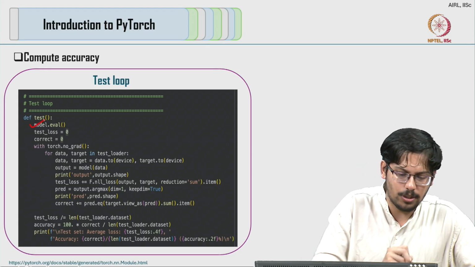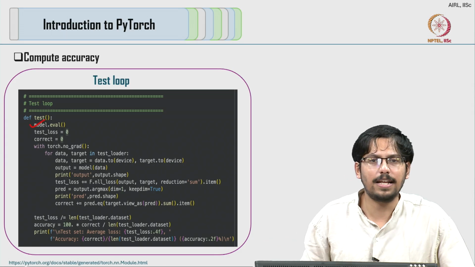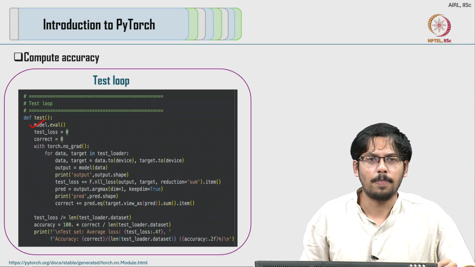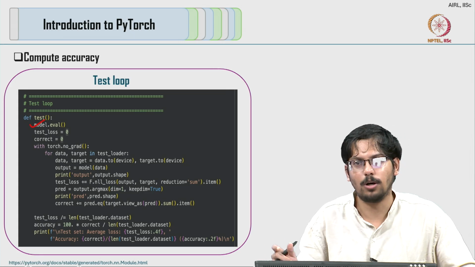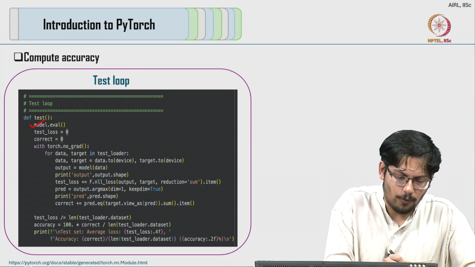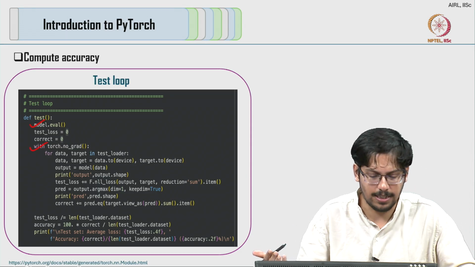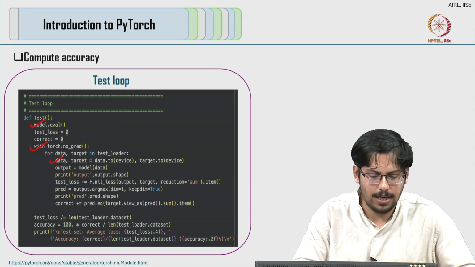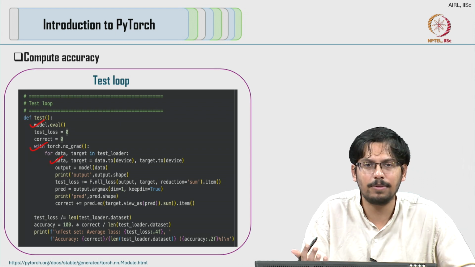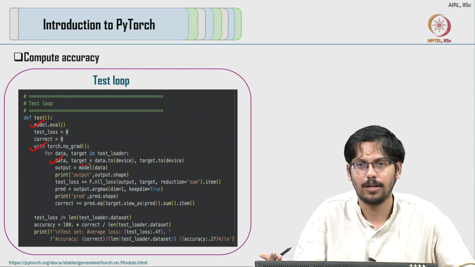We define model.eval, which is essentially modifying the operators to come into the evaluation mode, which is dropout and batch norm. For torch.no_grad, which is to not compute any gradients in the subsequent steps, we unpack data and target. Data is essentially an image from the MNIST data set, target is essentially the label, it could be 0 to 9, right.